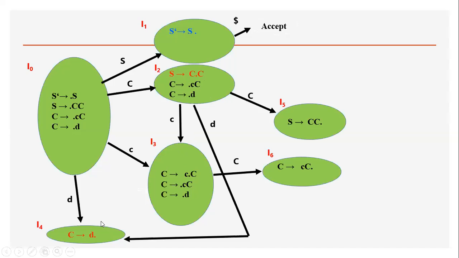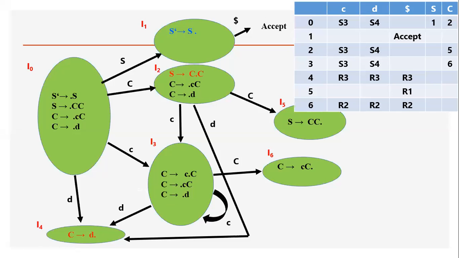On small c, if the dot comes, it will become c dot C, is it not? That means it will start there itself. So when it starts there itself, it is a self loop on c. Then on D, it will join to I4. So this is the entire set of LR(0) items. On the basis of this, we can construct our SLR table.